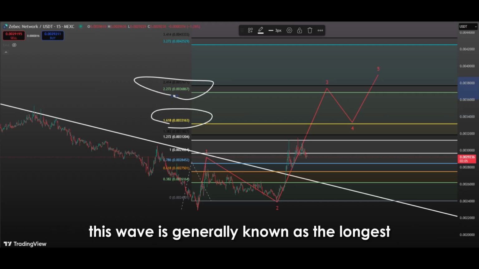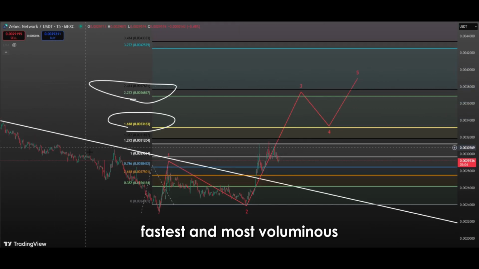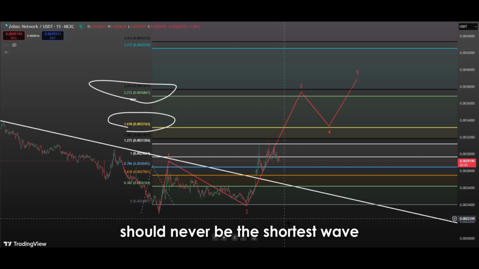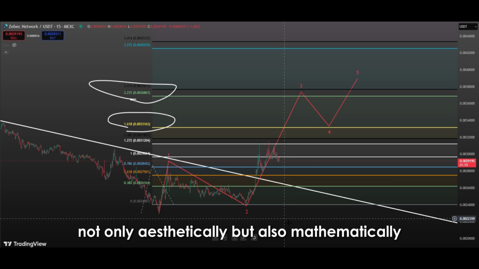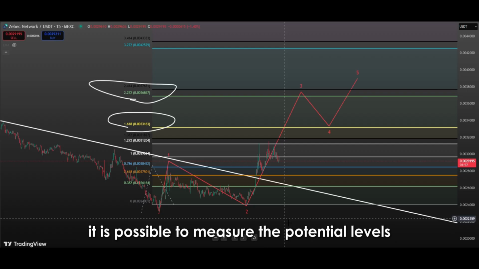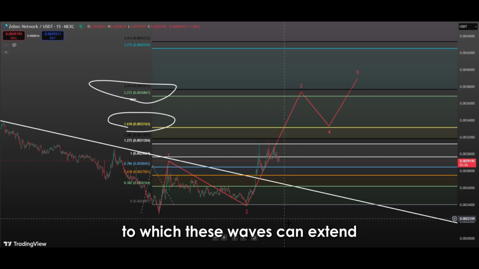This wave is generally known as the longest, fastest, and most voluminous. One of the basic principles of Elliott theory is that the third wave should never be the shortest wave. Therefore, at this stage, the forward movement of the price is expected to reach certain ratios, not only aesthetically, but also mathematically. With Fibonacci analysis, it is possible to measure the potential levels to which these waves can extend.